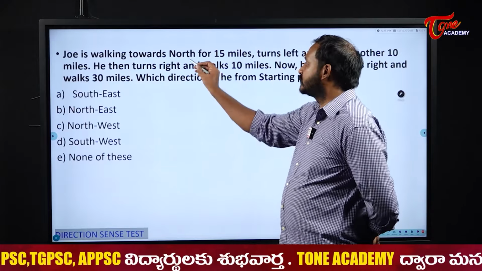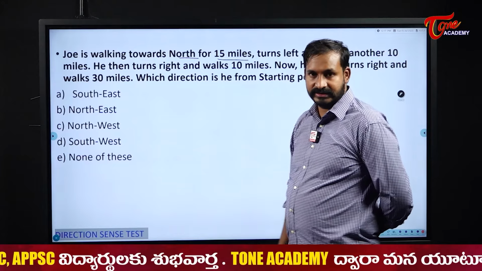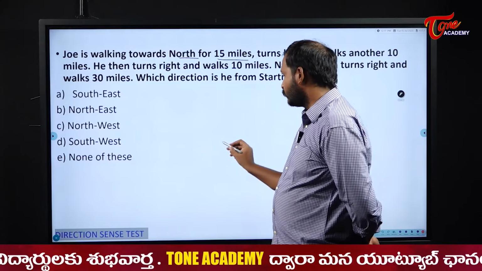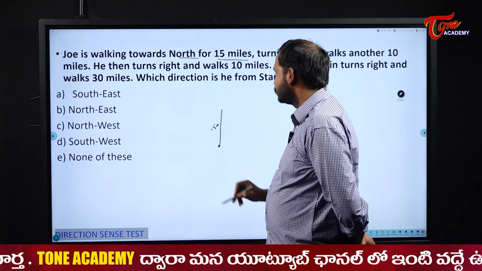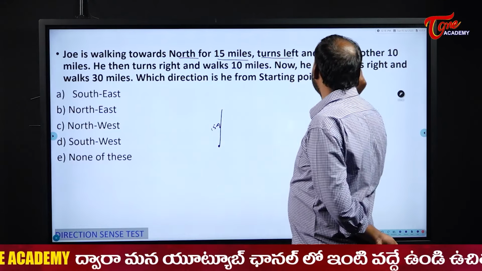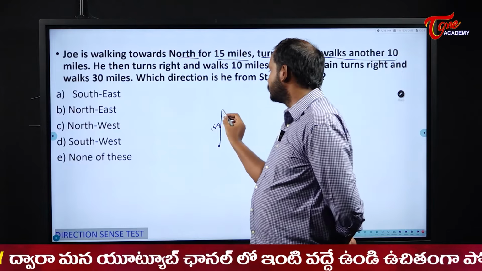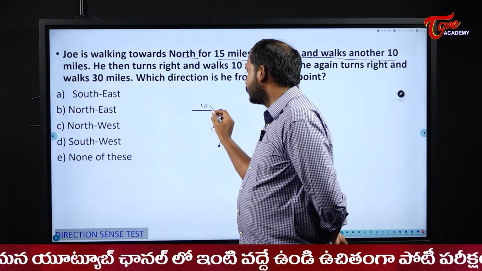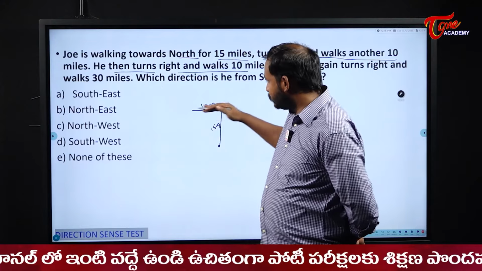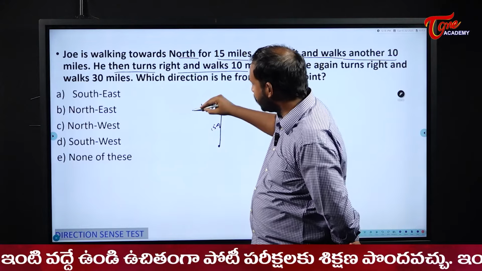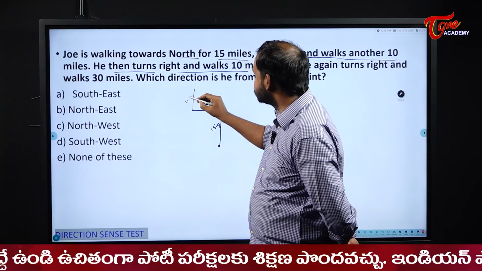Joey is walking towards north for 15 miles. Turns left and walks another 10 miles. He turns right and walks 10 miles. Person who is moving in this direction, turning right means up. And he walks what? 10 miles.